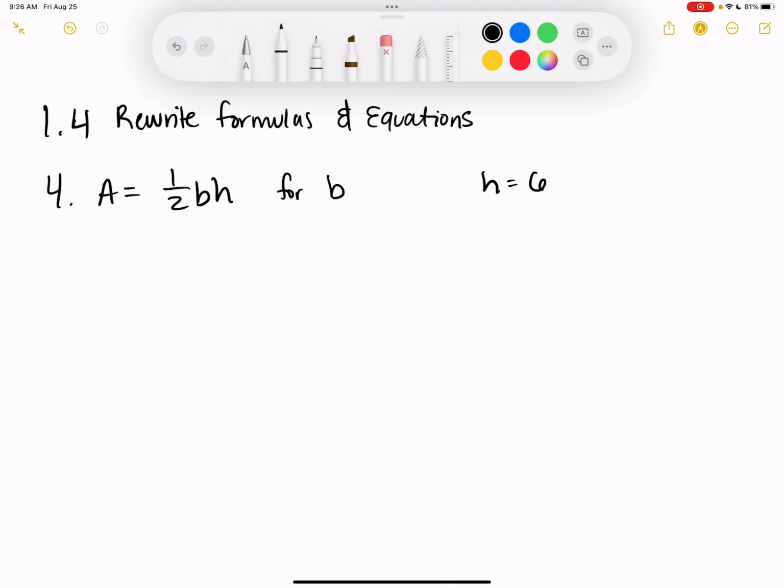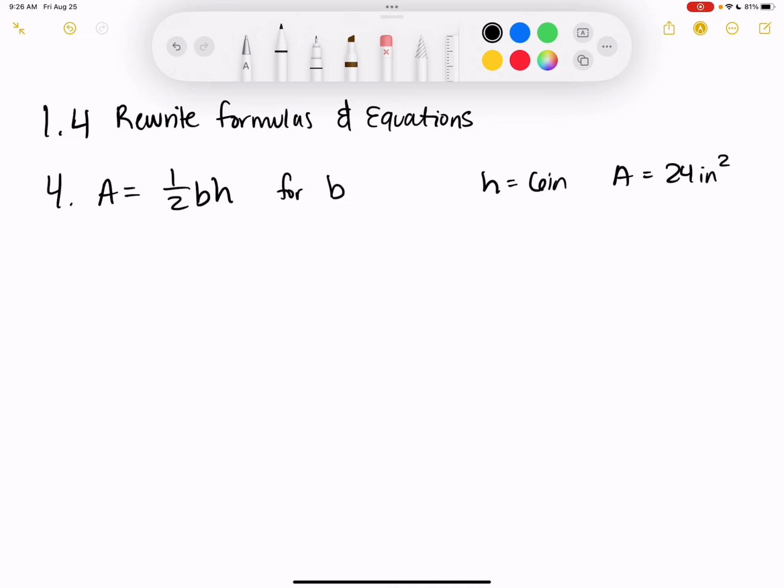I'm literally looking at the wrong problem. Then find the base of a triangle with a height of 6 inches and an area of 24 square inches. I was like, that doesn't even make sense. Okay, there we go. All right, so first thing I need to do is solve for the variable.